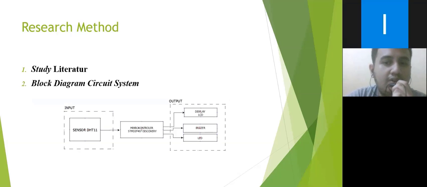Now, I want to tell you about my research method. Here, there are several methods that I use, including first, study literature. Study literature means collecting information from various literature in the form of books, journals, datasheets, and the internet related to the microcontroller system.